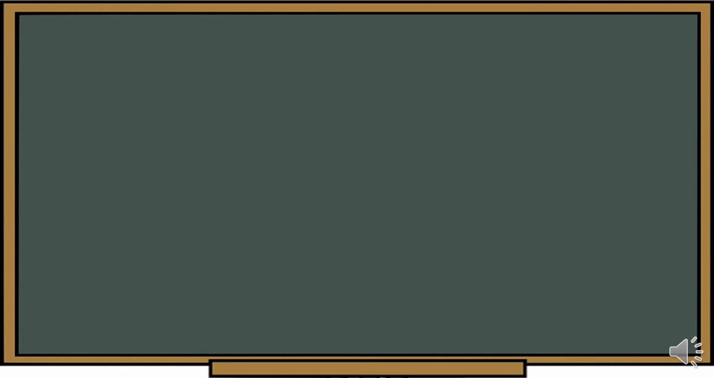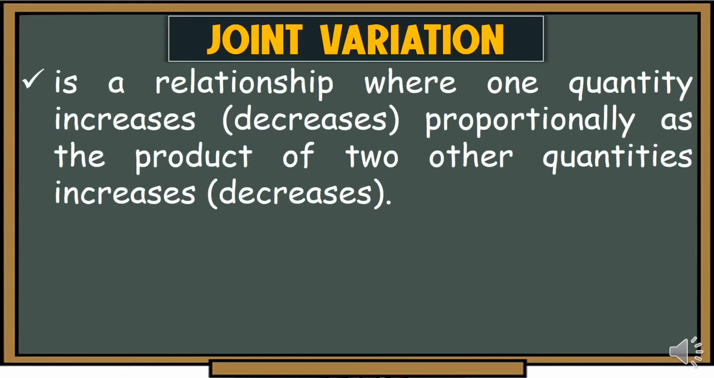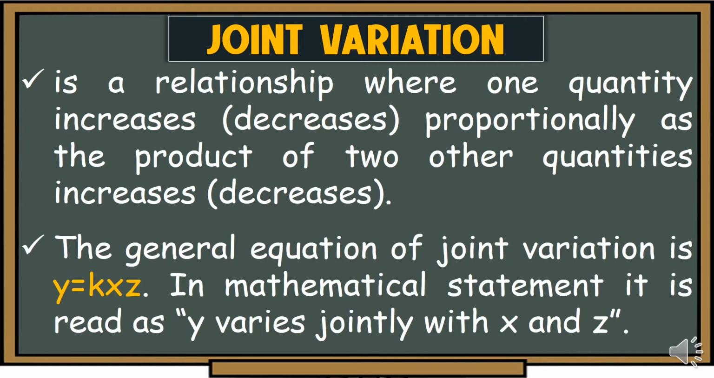Alright, what is a joint variation? It is a relationship where one quantity increases or decreases proportionally as the product of two other quantities increases or decreases. The general equation of joint variation is y equals kxz. In mathematical statement, it is read as y varies jointly with x and z.